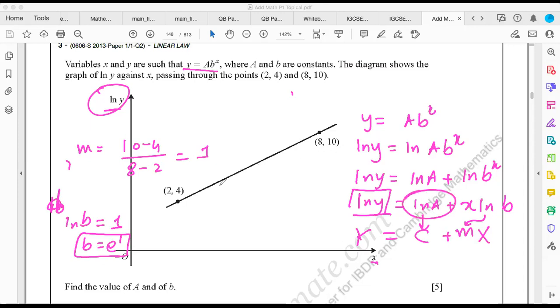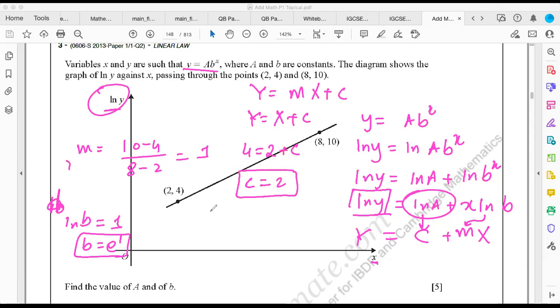Secondly, the y-intercept is ln a. So first you find the equation of this line. You take capital Y equals m capital X plus c, always, irrespective of whatever is on the y and x axis. So take these coordinates. Take m as 1, so it will be Y equals X plus c. Then you take X as 2 and Y as 4. So 4 equals 2 plus c, so c equals 2. So your equation basically is Y equals X plus 2.